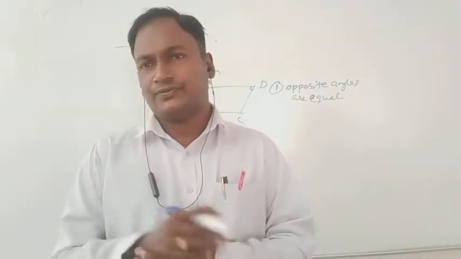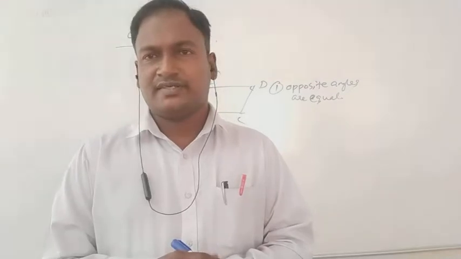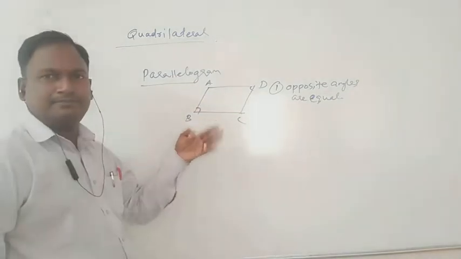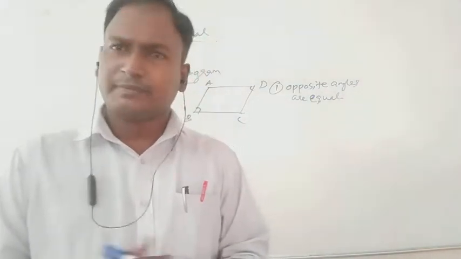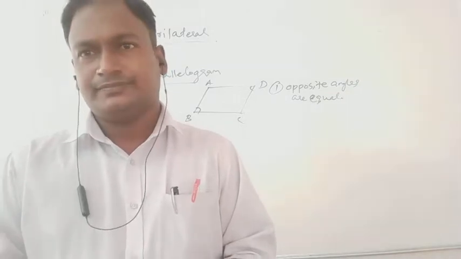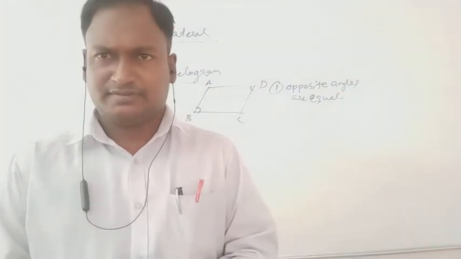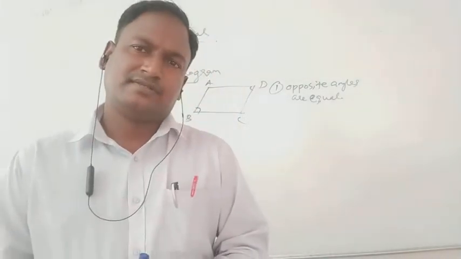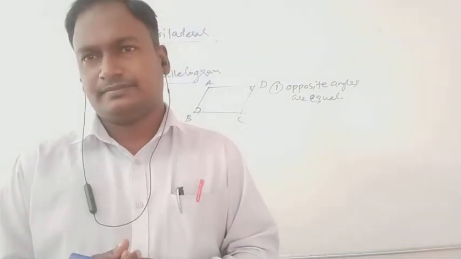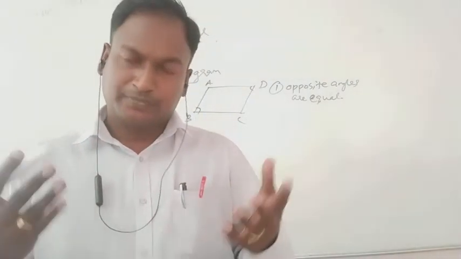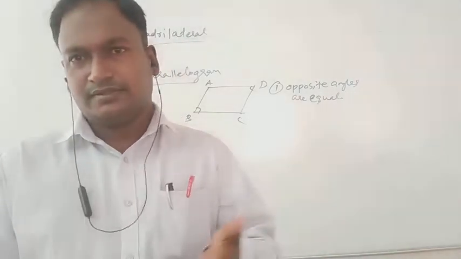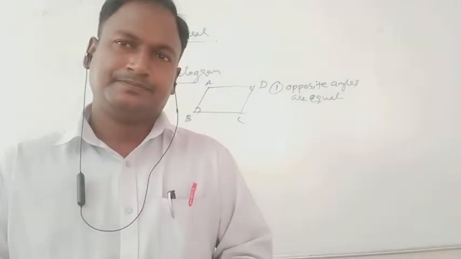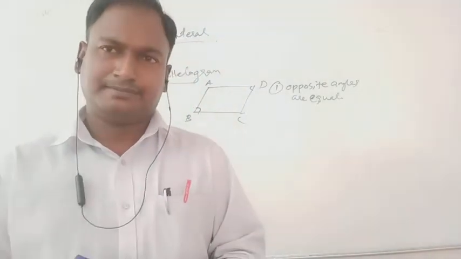So we have a few geometric figures. The first one is parallelogram. You can see this shape, parallelogram. So what is a parallelogram? A parallelogram is a quadrilateral and it has a few properties. The main property is opposite angles are equal, opposite sides are equal, and the diagonals bisect each other. Adjacent angles are supplementary. These are all the properties of a parallelogram.